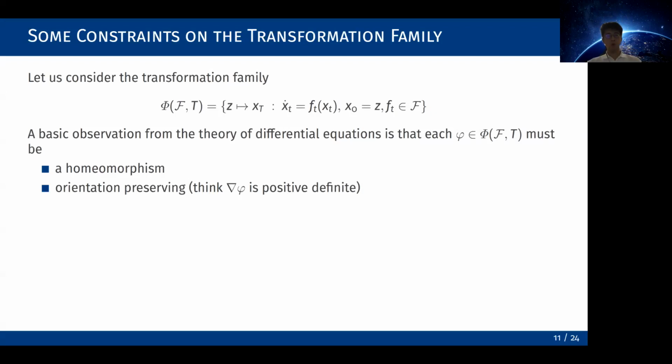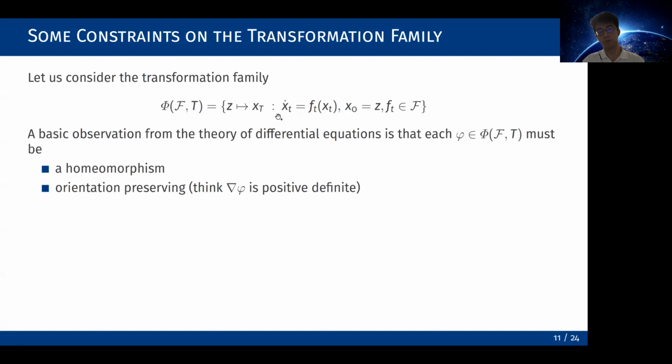Okay, so here I want to bring your attention to an interesting point: this transformation family induced by flow maps or ordinary differential equations are definitely not arbitrary functions. A basic observation from the theory of ODEs tells us that each phi in this transformation family must satisfy some conditions. The first one is that it is a homeomorphism. Okay, so it's a bijection, and both it and its inverse are continuous.